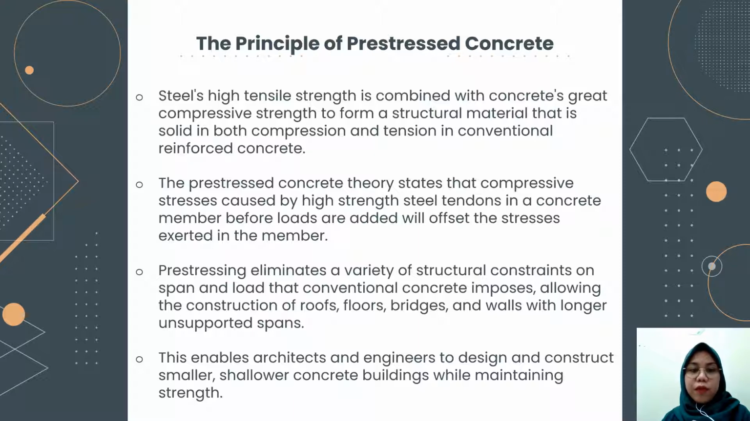Pre-stressing eliminates a variety of structural constraints on span and load that conventional concrete imposed, allowing the construction of roofs, floors, bridges, and walls with longer unsupported spans. This enables architects and engineers to design and construct smaller, shallower concrete buildings while maintaining strength.